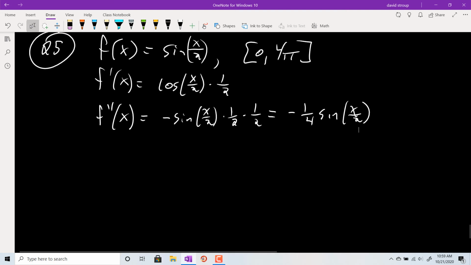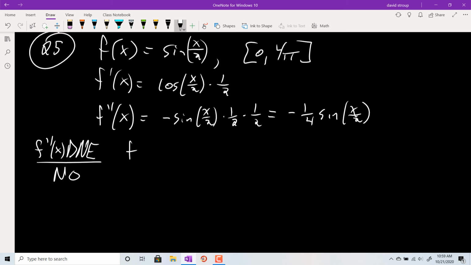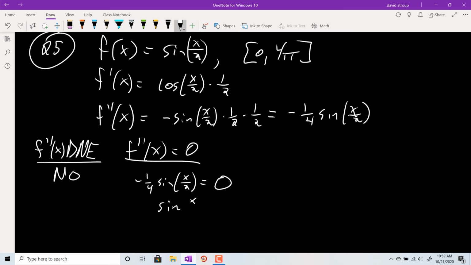Okay. So again, does this ever not work? No. The sine functions are continuous everywhere, so we're good there. Don't have to worry about its derivative not existing, second derivative not existing. What else? Where is it equal to 0? That we have to do. So -1/4 sine of x over 2 equals 0. We have a trigonometric equation here. Multiply both sides by -4.